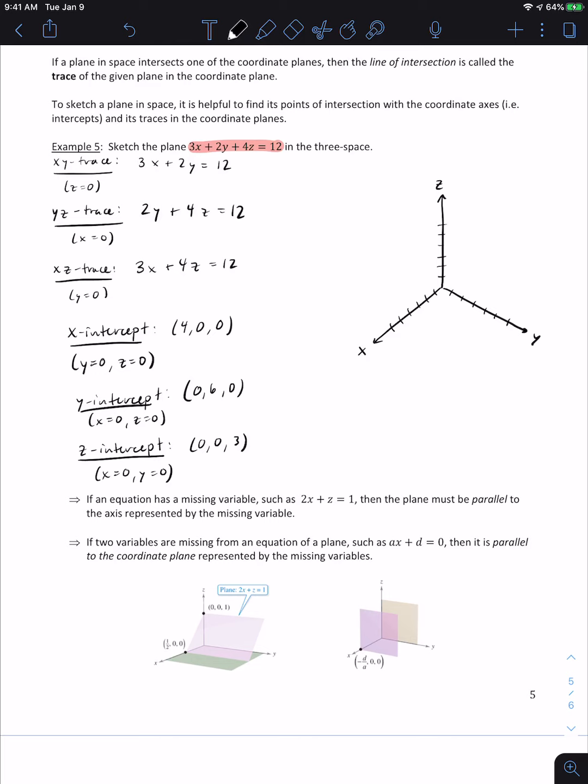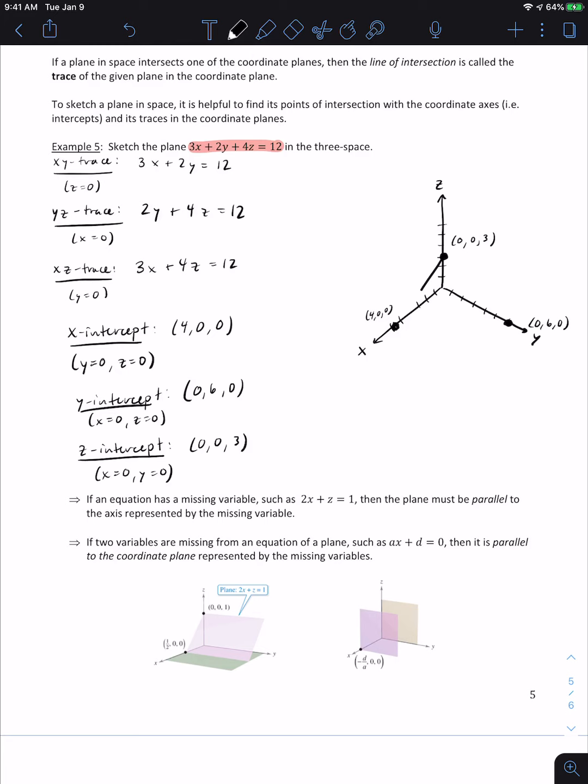And now let's plot all these points. My x-intercept is at 4, 0, 0, which is right there. My y-intercept is the point 0, 6, 0. So 1, 2, 3, 4, 5, 6. So that's this point right here, which is 0, 6, 0. And then my z-intercept is 0, 0, 3. So that's this point right here.